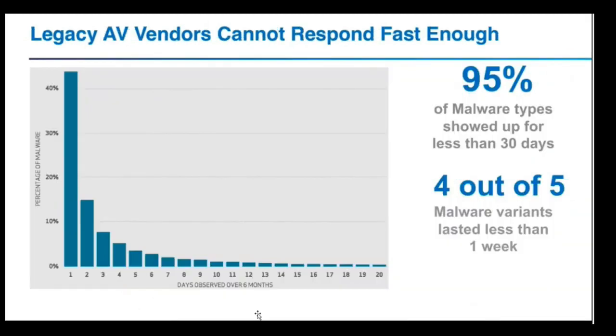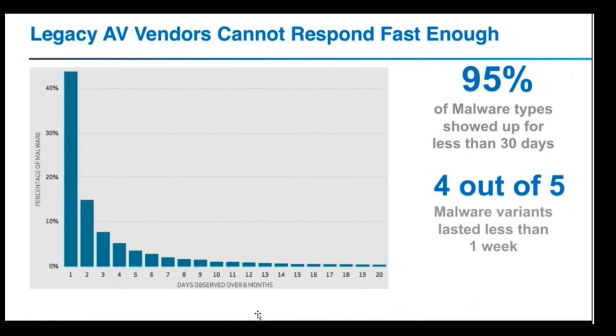90% of legacy antivirus vendors cannot respond fast enough. 95% of the malware that shows up is only available, in use, active in the wild, for 30 days or less. 4 out of 5 variants that we've seen lasted less than 7 days. In other words, the campaign was over, launched, and done in less than a week.